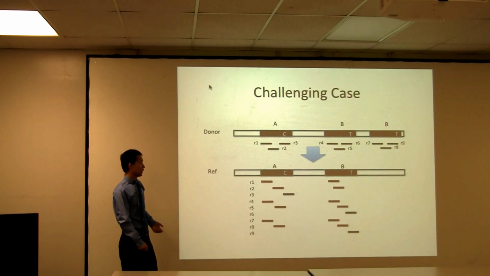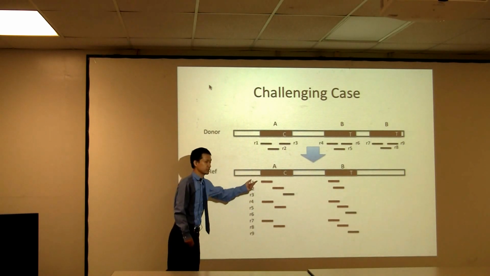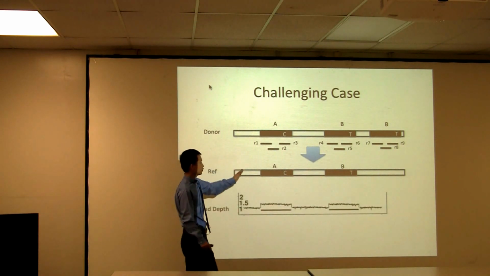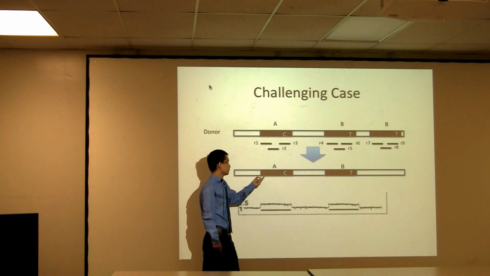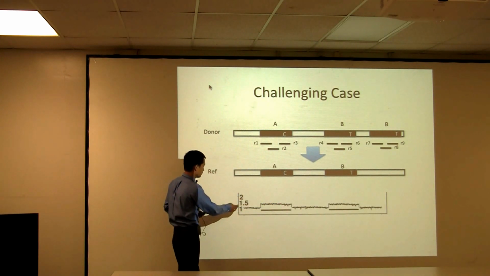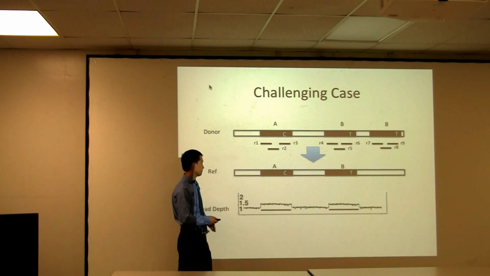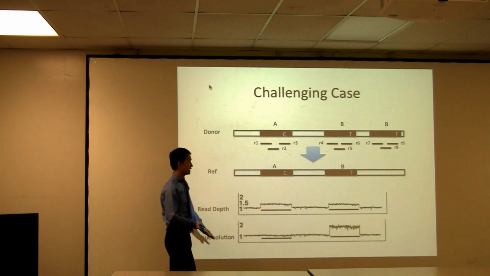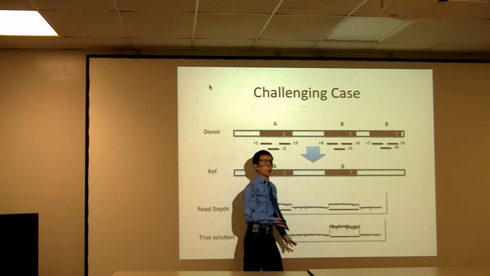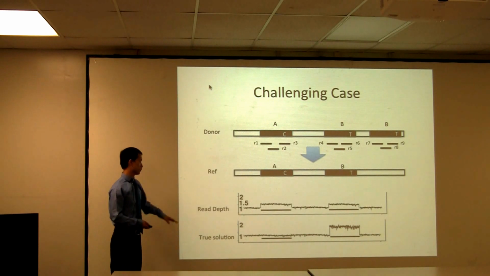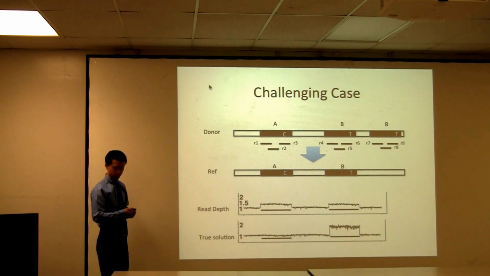And let's see what will happen if we randomly choose one position for those multiple mapping reads. We will see that the reads will be assigned to region A and region B equally. So the read depth of each region will be 1.5 times of the other regions. However, the true solution should be that the read depth of region B is twice, and the read depth of region A is the same. So this method is also not correct.